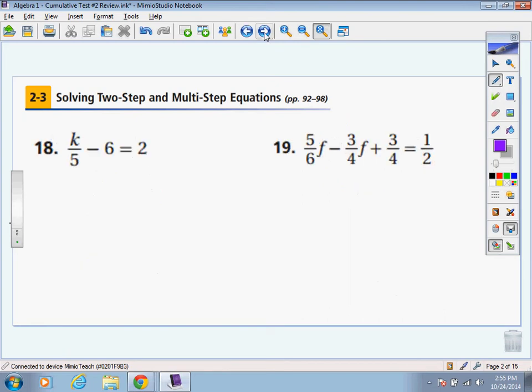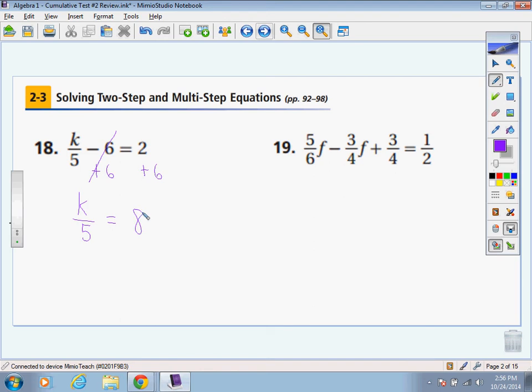Alright, so let's look at one where it's slightly different. This time the variable is being divided by 5. But again, the same procedure holds true. I want to make sure that I get the stuff that doesn't have a variable away first. So the minus 6 needs to go away, and I'll do that by adding 6 to both sides. So that will cancel out, and I'll have k over 5 equals 2 plus 6, which is 8.